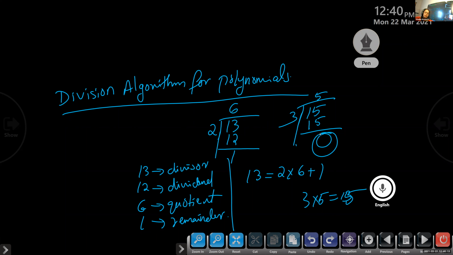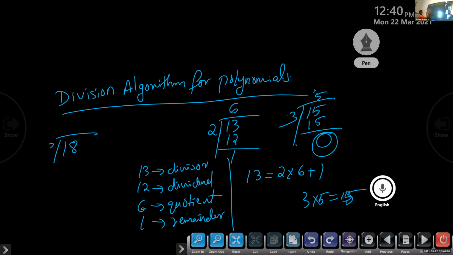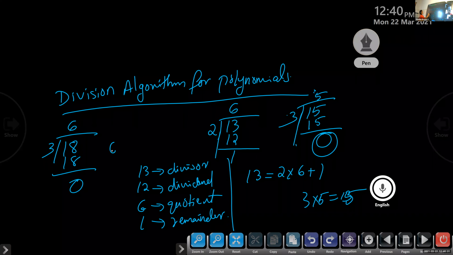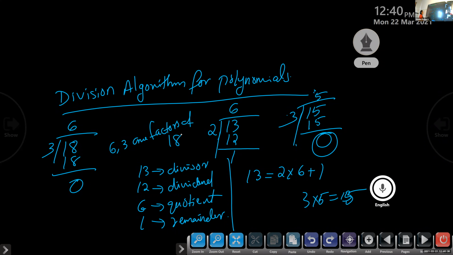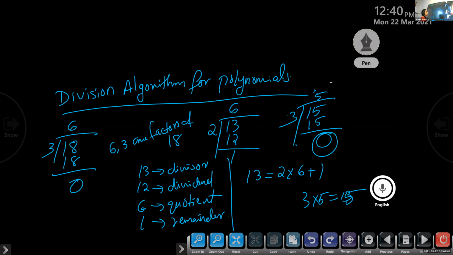When the remainder is 0, we can say that 3 and 5 are factors of 15. Suppose we divide 18 by 3, we get 6. The remainder is 0. So 6 and 3 are factors of 18. If the remainder is 0, we can say that the divisor and quotient are the factors of the dividend.